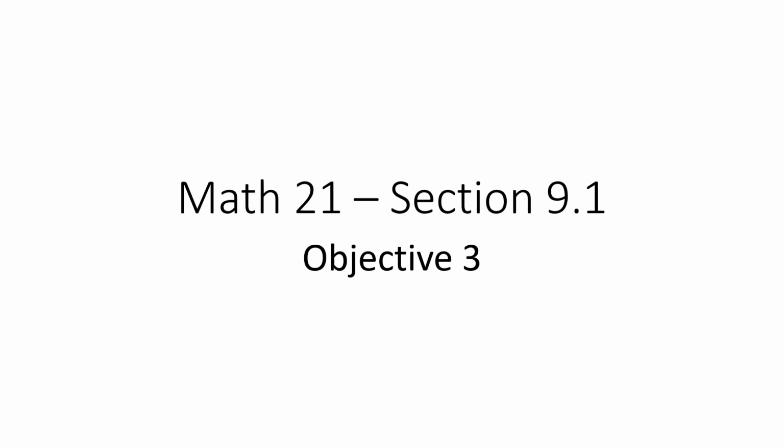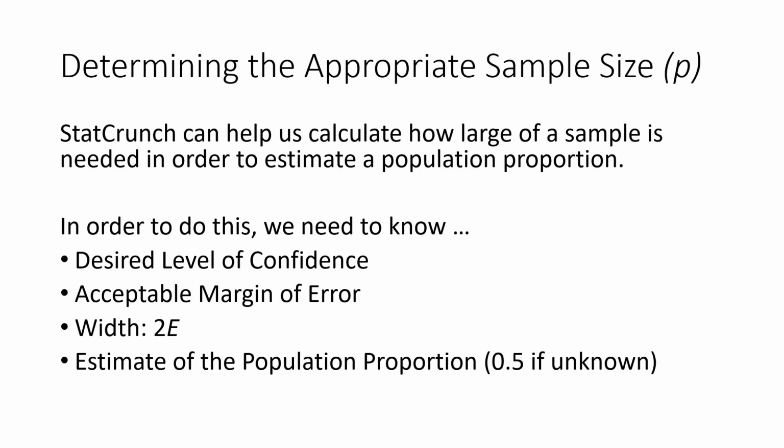Okay, class, here's the video for the third objective. Here, we're going to learn how to determine the appropriate sample size when we're estimating the population proportion P. StatCrunch can help us calculate how large of a sample is needed in order to estimate a population proportion. This is the first thing you should figure out whenever you're conducting a study of your own. How big should my sample be?